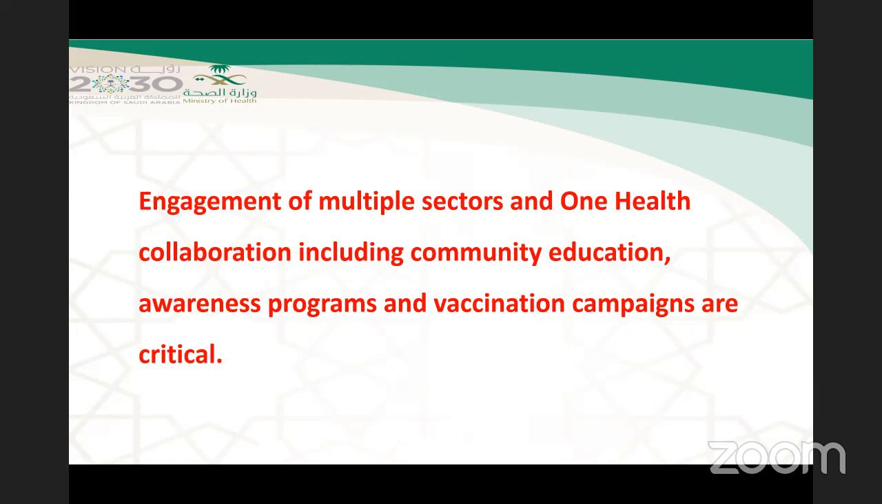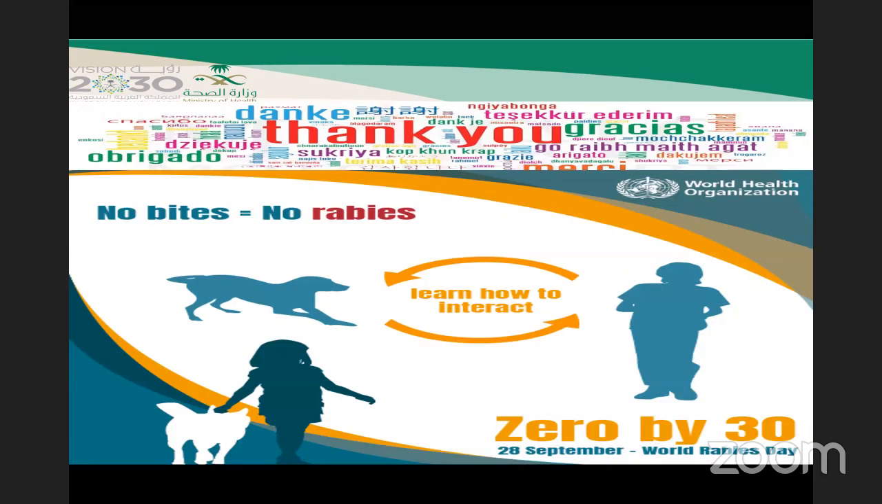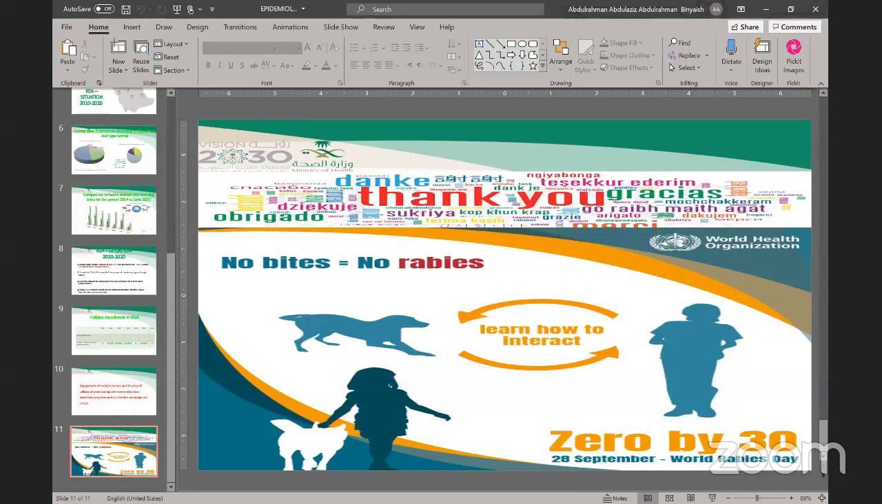So 2030 is zero cases of rabies, inshallah. This is briefly the epidemiological situation now in Saudi Arabia. Thank you.